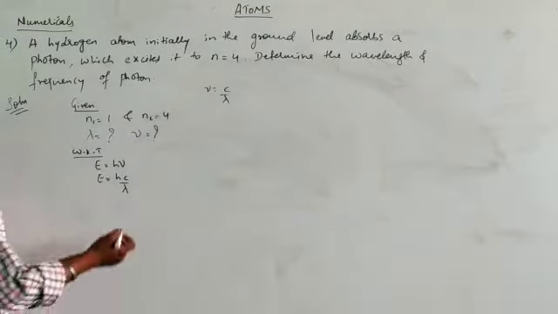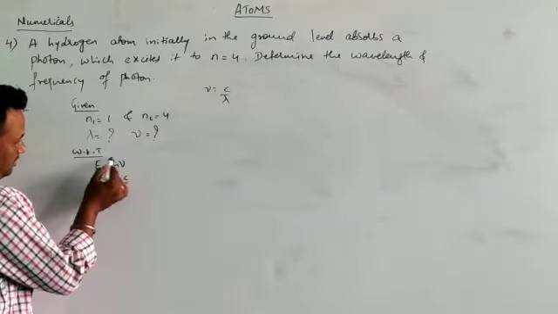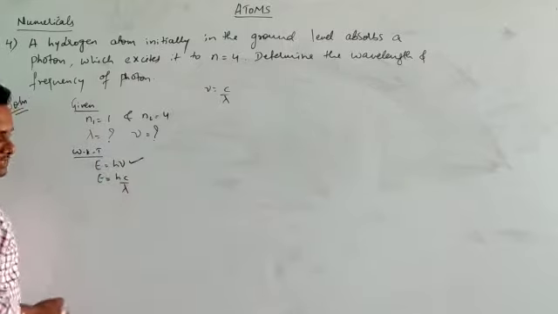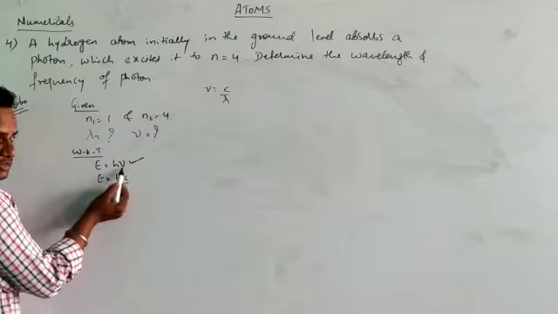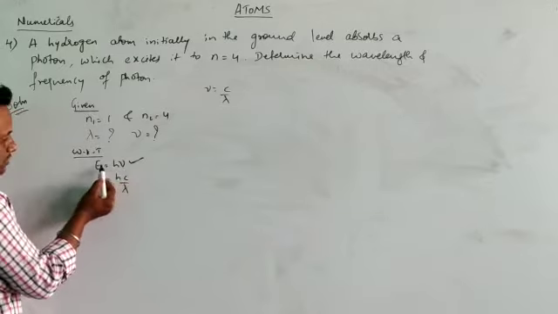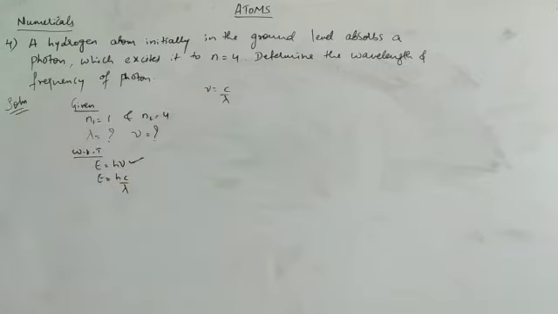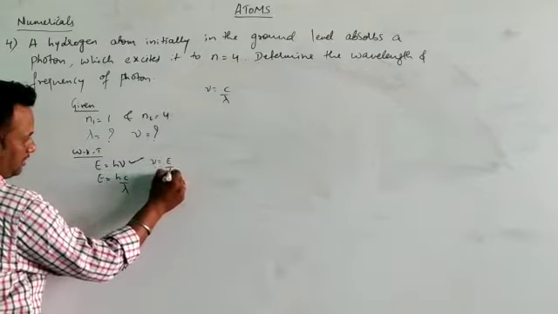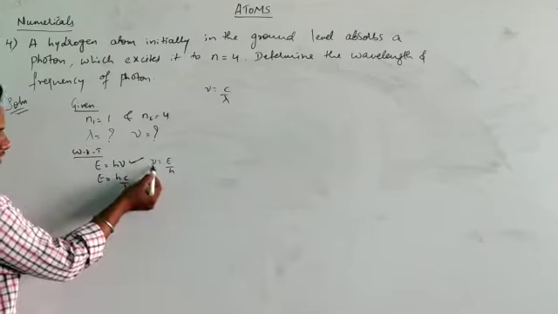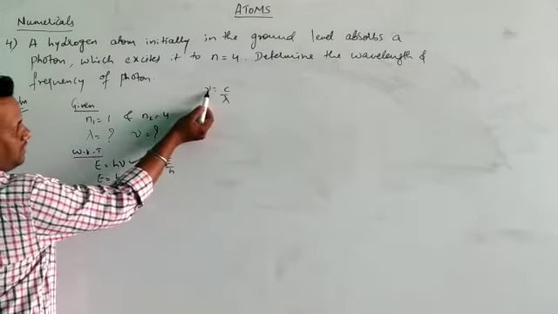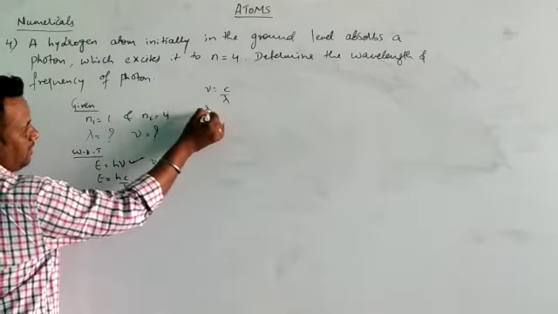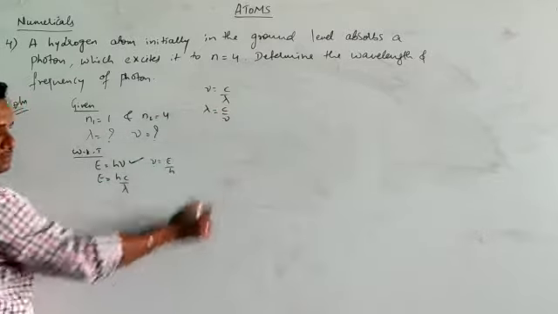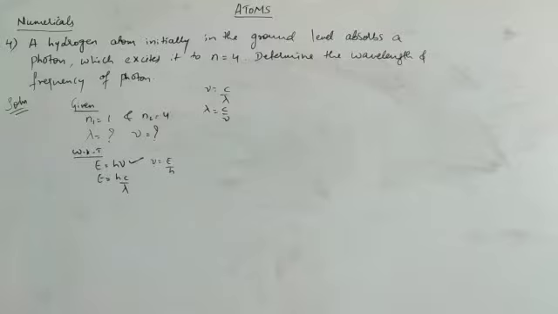Okay, अगर हमें इस रिलेशन से फ्रीक्वेंसी चाहिए, तो nu is equal to E by h, nu is equal to E by h. Once I get the nu, then if I substitute here, I can easily find out lambda is equal to c by nu. Nu का वैल्यू पहले मिल रहा है, so we are getting the nu value.